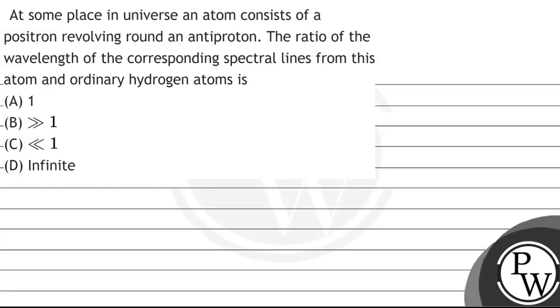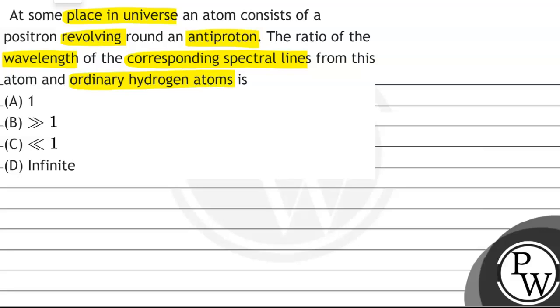Hello बच्चों, let's read this question. At some place in universe, an atom consists of a positron revolving around an antiproton. The ratio of wavelength of the corresponding spectral lines from this atom and ordinary hydrogen atoms is.